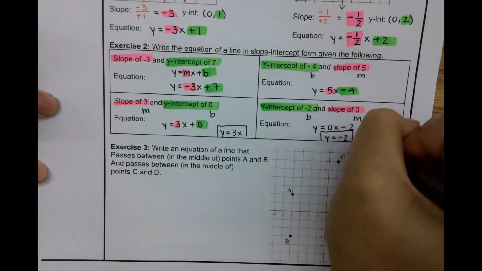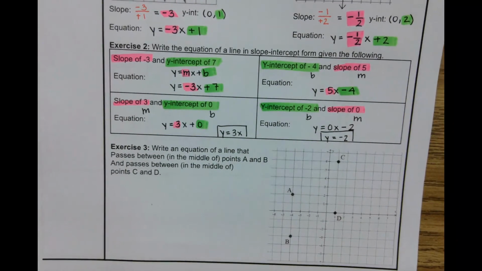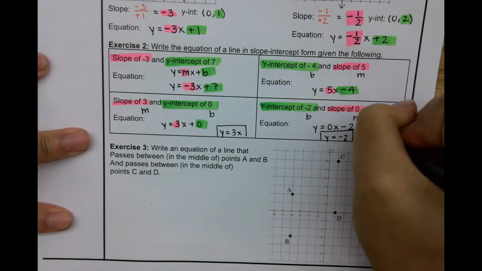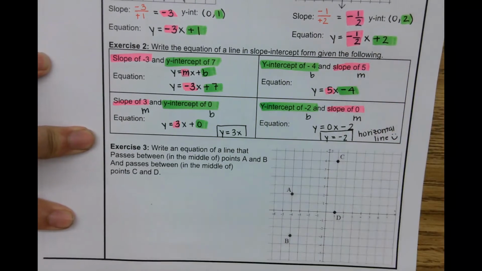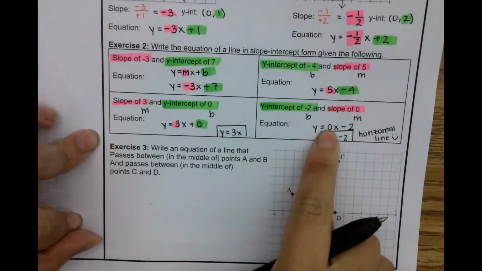I hope you remember what type of line this is. This is actually a horizontal line, right? And if you remember, horizontal lines have a slope of 0.